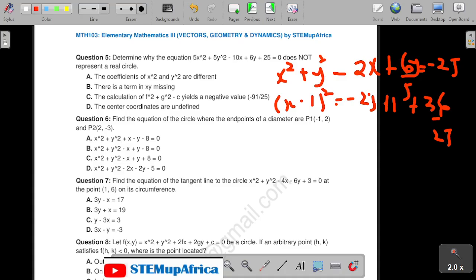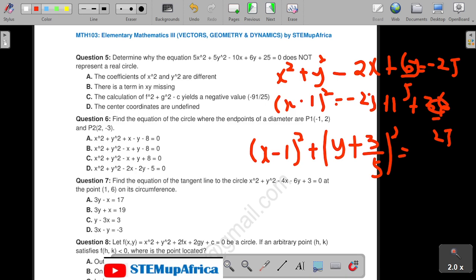Then what are we having? We are going to have (x minus 1) squared plus (y plus 3 over 5) squared equals, here is 9 over 25, I'm now having minus 24 plus 9 over 25. So if you go by that, the radius will give you a negative value. That defies the logic of a circle. You calculate it and it gives a negative value, yes. That defies the logic of a circle.